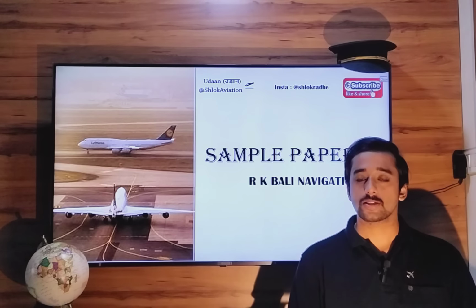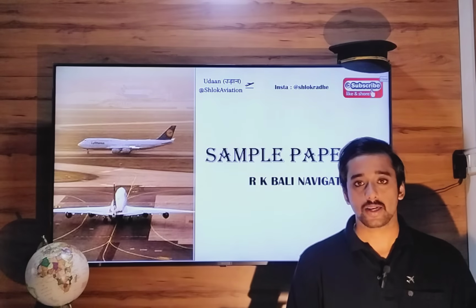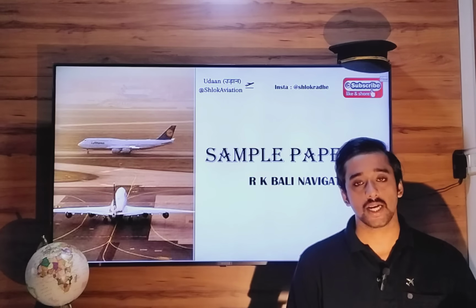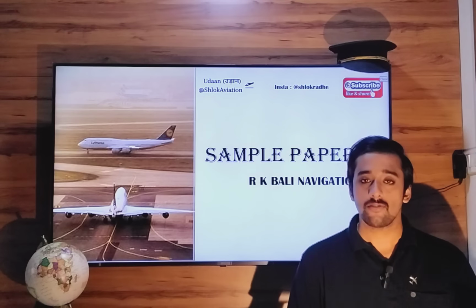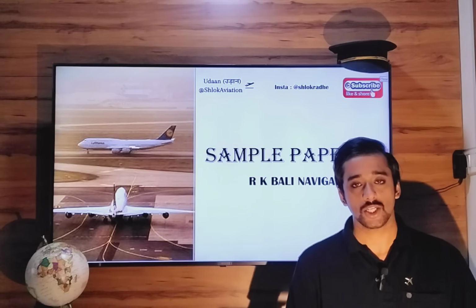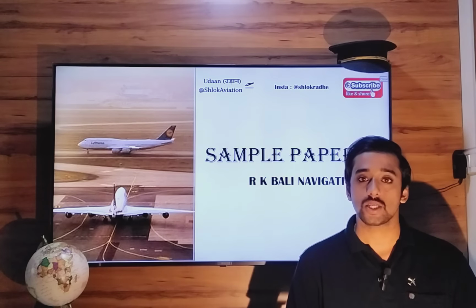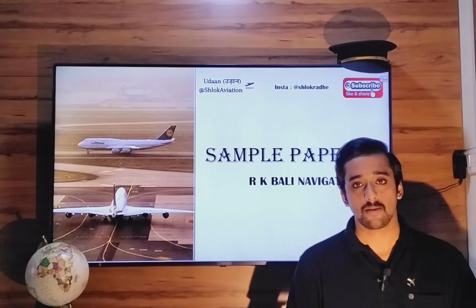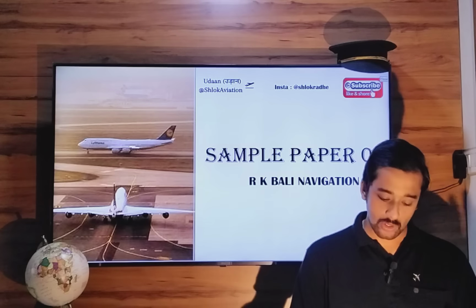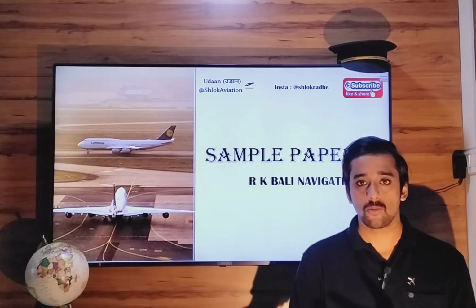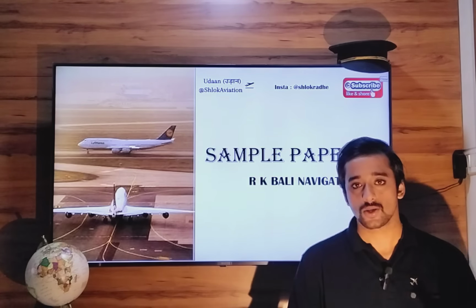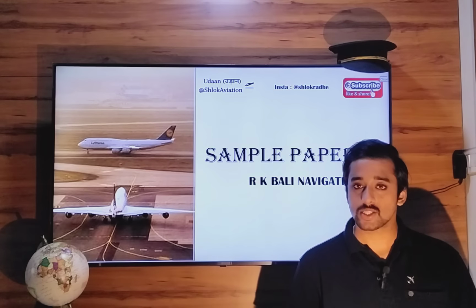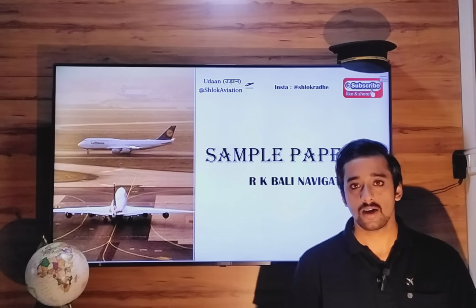I'm going to answer questions from sample paper number 5, RK Bali Navigation book. This book that I am referring to is the fourth revised edition RK Bali book. Even if you have any other revised edition, like edition number 5, 6, or 7, no problem. All the questions of the sample papers are the same, whether you take the fourth revised edition, fifth, sixth or the seventh book. So no problem there. We can continue practicing these questions for the benefit of our exam.